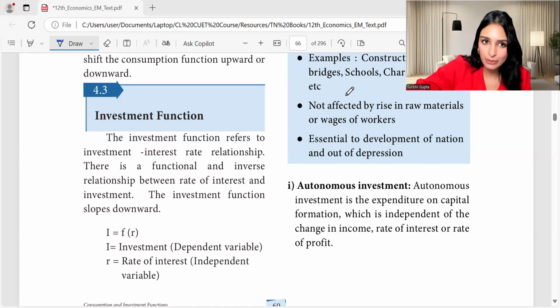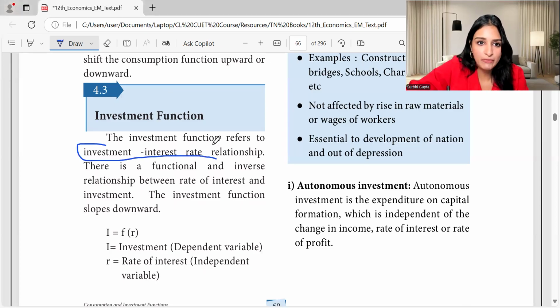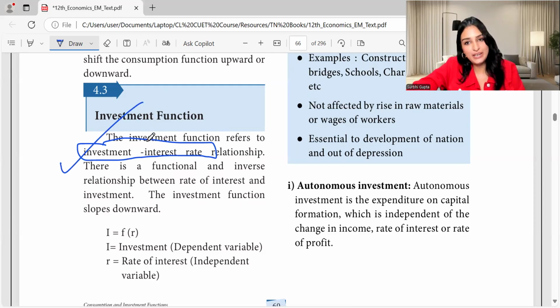So let's quickly start with what is the investment function. The investment function refers to the investment-interest rate relationship. So there's a relationship between investment and interest rate: how this is fluctuating, what is causing what. Like if the interest rate is increasing, then what is happening to investment? And if the interest rate is the independent variable or investment is independent, I know I've confused you a lot. Let's read it. So that's basically the relationship between investment and interest rate.